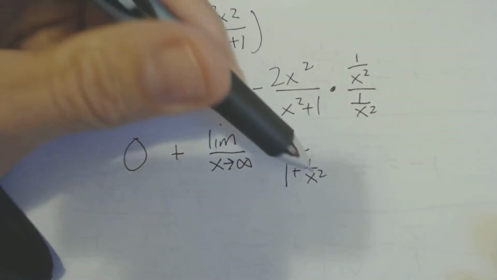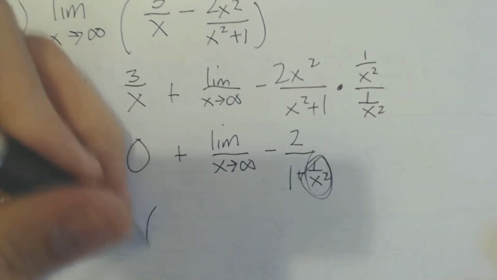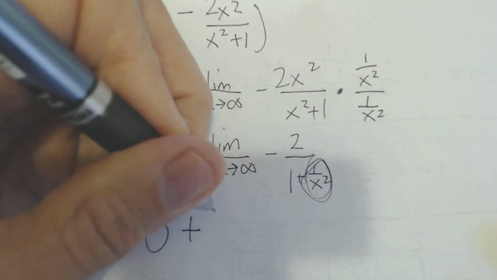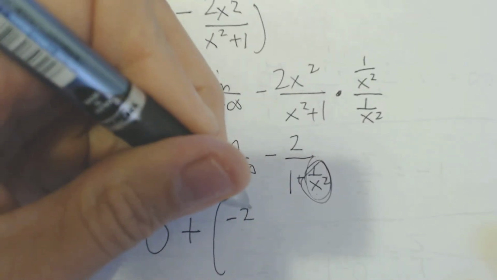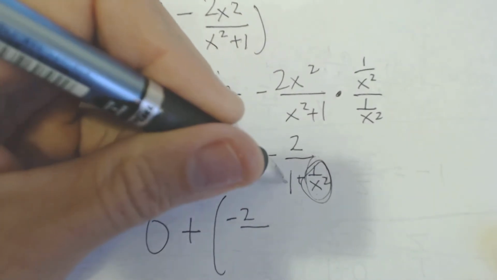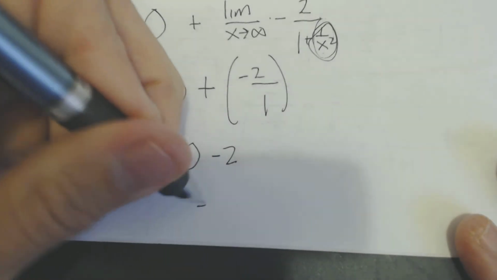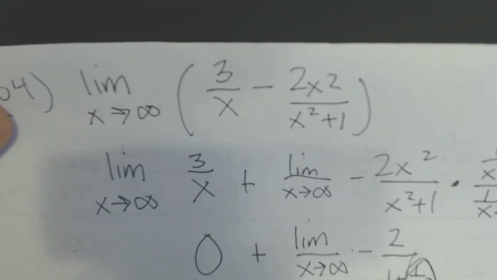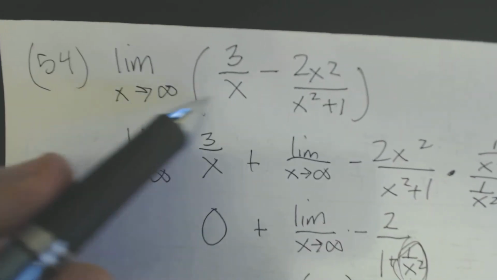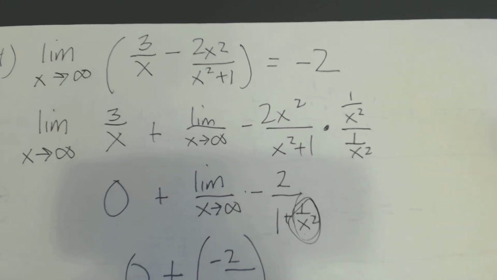And so as x approaches infinity, this term is going to go to 0. So we're going to have 0 plus negative 2 over 1. So it's going to be 0 minus 2, which is going to equal negative 2. And so the limit of this expression as x approaches infinity is going to equal negative 2.